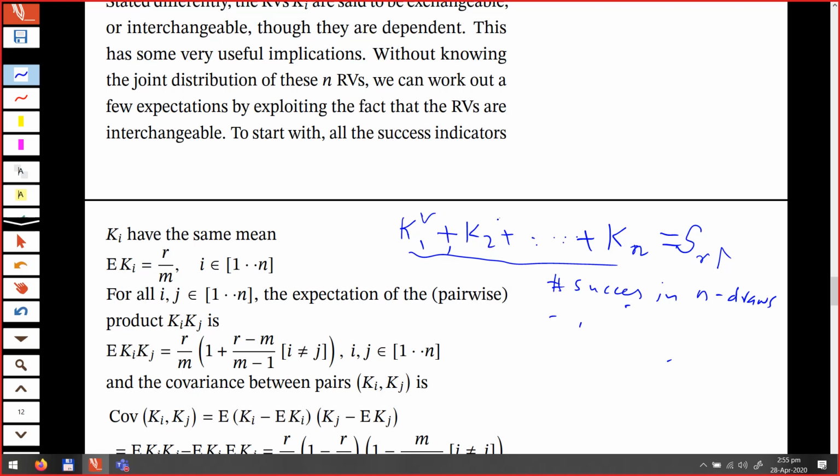Can you confirm this point, that this is not equal to a binomial random variable? Because in a binomial random variable you are adding Bernoulli random variables. They are all independent. These are also Bernoulli random variables, but they are dependent. So which means that I know the expectation of each one of them, Ki. For each i, the expectation of Ki is R over M. Do you agree with this? Why should this be true? Can anyone explain why this should be R over M for all Ki's?